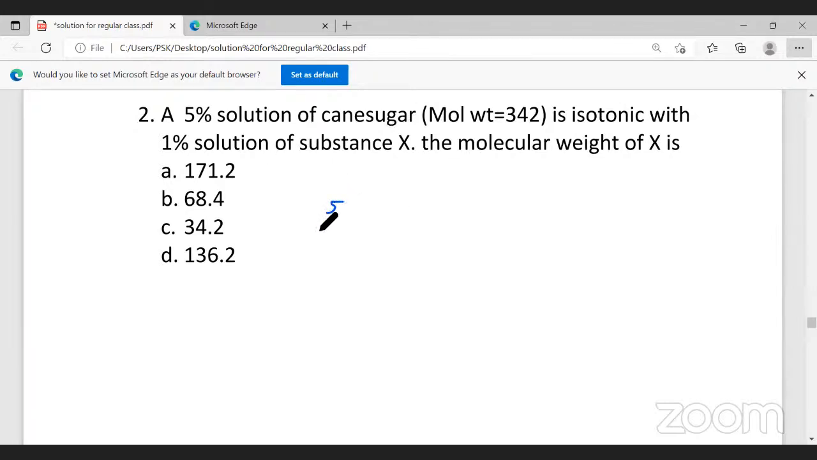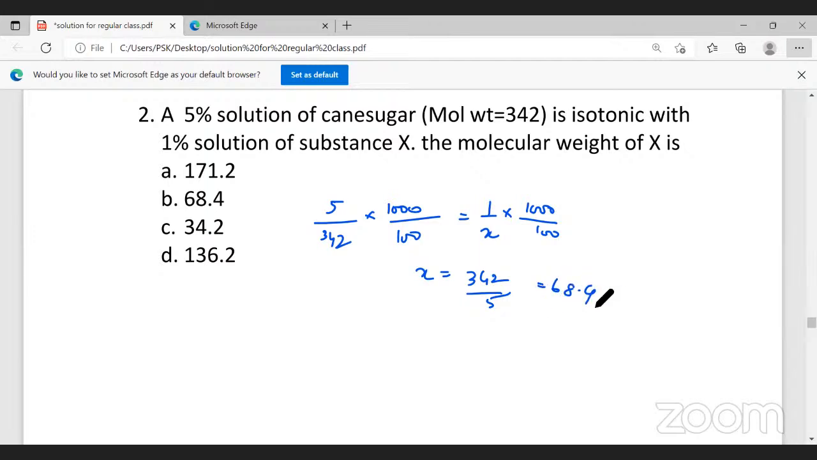5% solution, 5 divided by 342, the molecular mass of cane sugar, into 1000 divided by 100. What is this? 5 grams in 100 ml, so 342 in 1000 ml. That will be equal to 1 by X, 1% solution, into 1000 by 100. On simplification, the value for X we will get as 342 by 5. This 342 goes here and 5 comes here, so it will be 68.4.